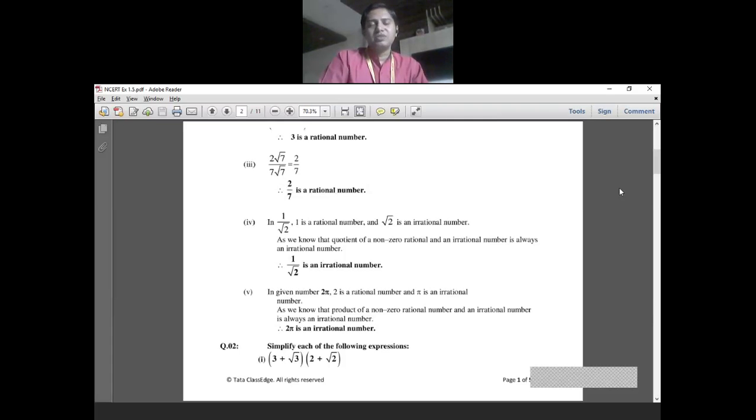Now 2 pi. As we know that pi is irrational and 2 is rational, we know the product of rational and irrational will always give an irrational number, so 2 pi will always be an irrational number.